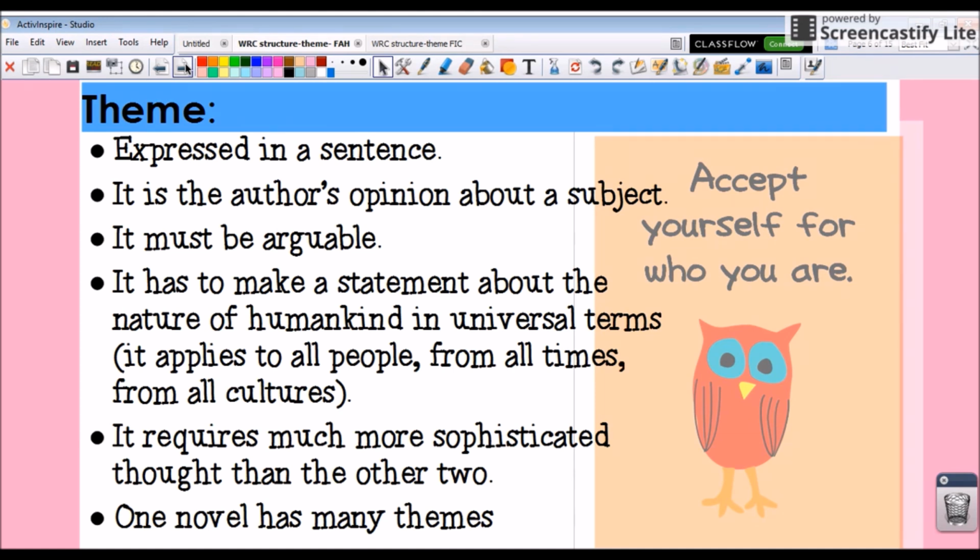So you can't say that the lesson is that Harry Potter is a hero. That's way too specific to that one book and that one character. But based on the fact that Harry was a hero, you might be able to say something in general about life and heroes and what makes a hero. It requires much more sophisticated thought than the other two. And one novel, like I said, if it's a long work, could have many themes.